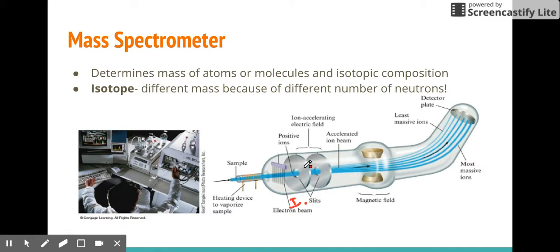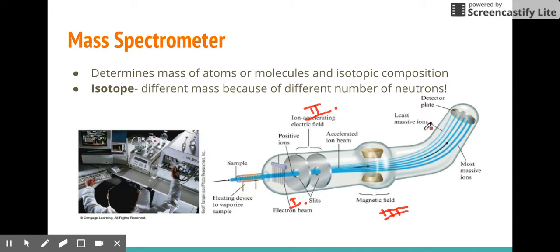So if we have an electric field, that electric field will accelerate the ion that we have present there. So that's stage two. Stage two is acceleration. Once we have that ion accelerating through here, we now have stage three, which is interacting with a magnetic field. Once it interacts with a magnetic field, those ions are going to be deflected. And they're going to be deflected according to their mass.